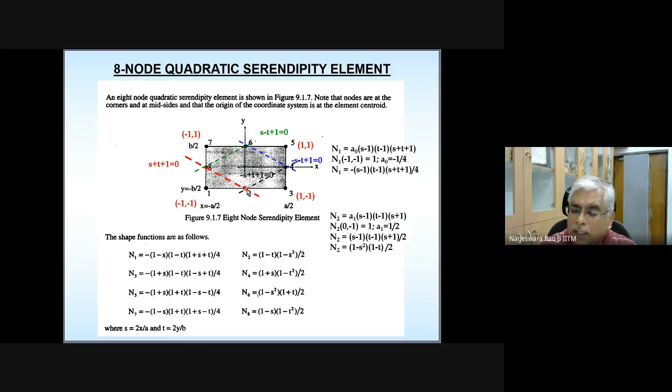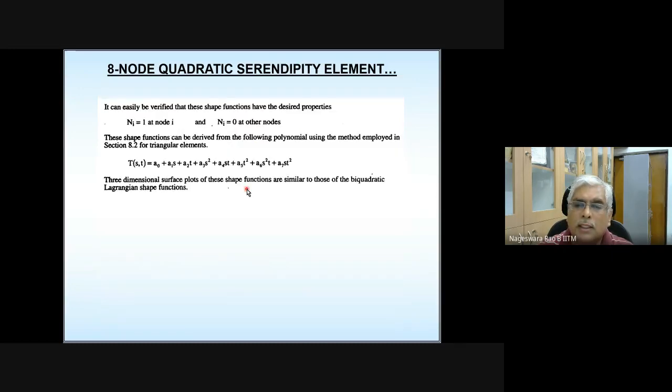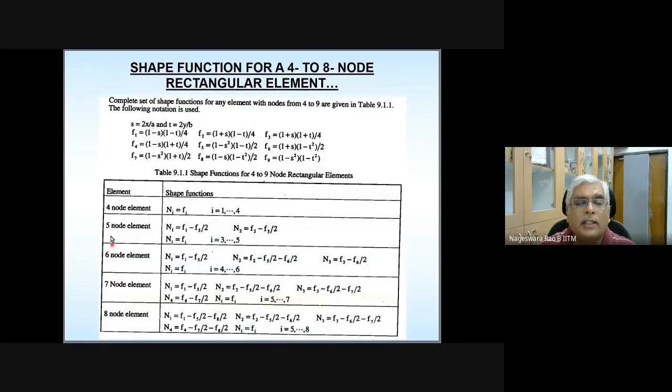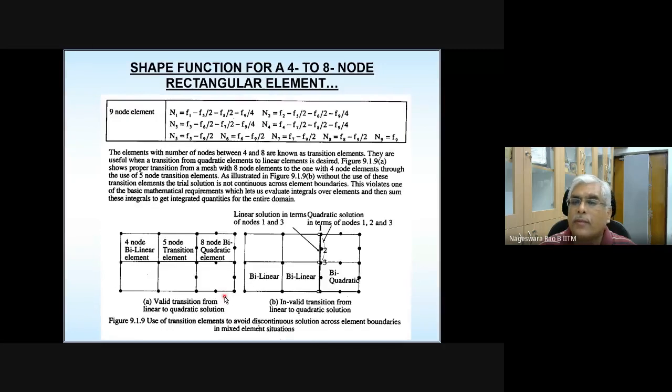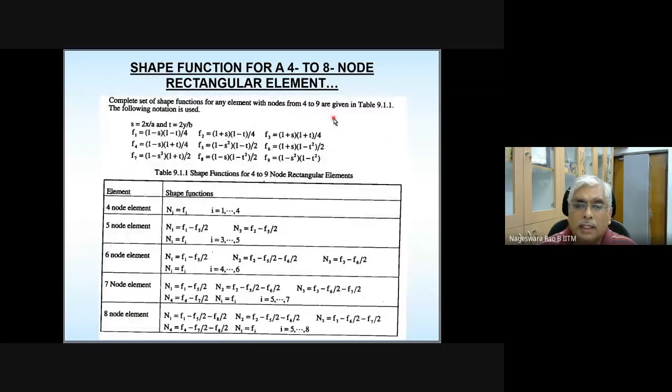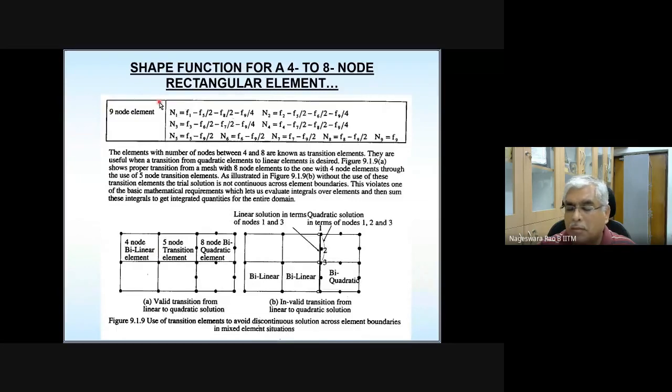You can actually try doing it, and then you can use your imagination and all your creativity to derive these expressions. And if you do that, you can write the shape functions for all noded elements, like 4 node, 5 node, 6 node, 7 node, 8 node, and 9 node elements. So here 4 node element is Lagrange element, 6 node element is Lagrange element, 9 node element is Lagrange element.